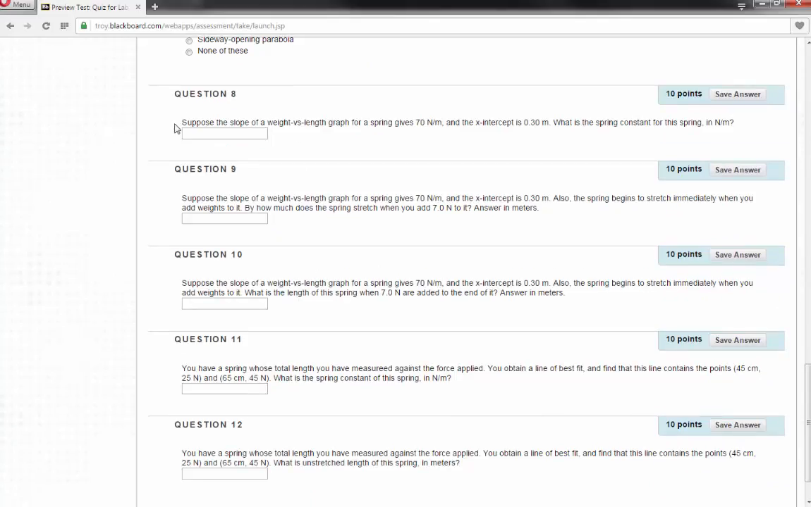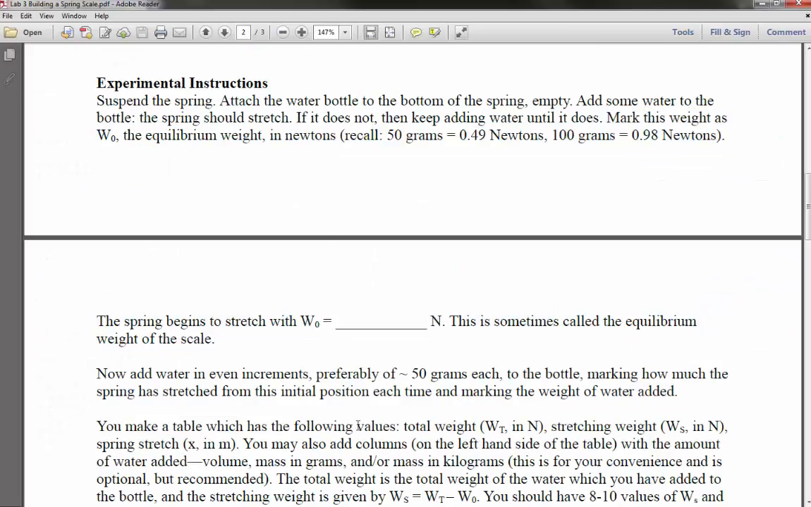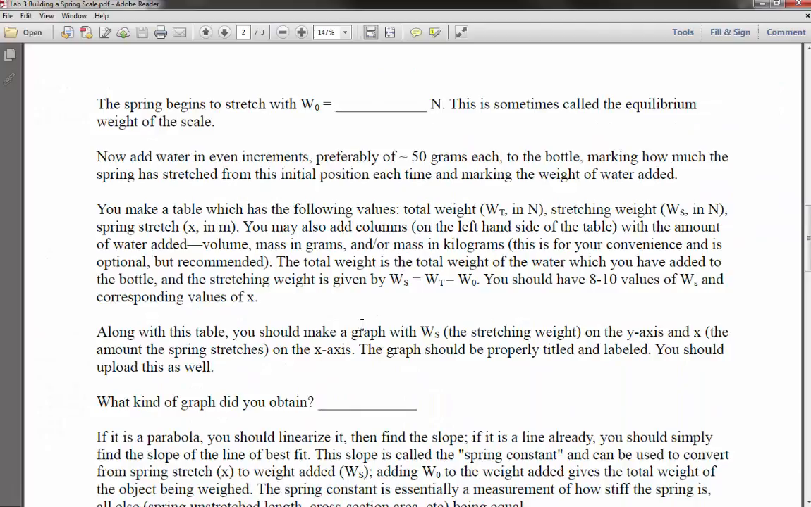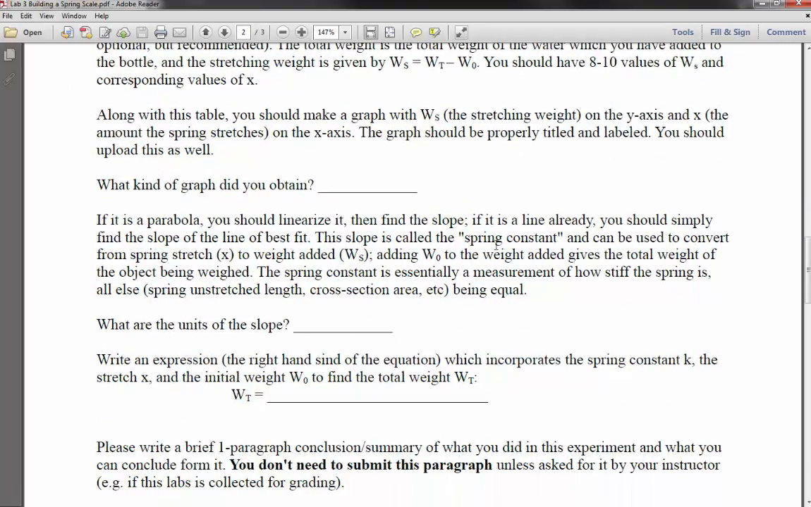Question 8. Suppose the slope of a weight versus length graph for a spring gives 70 newtons per meter and the x-intercept is 0.30 meters. What is the spring constant for this spring in newtons per meter? Okay, so now we basically can open this back up again to remind ourselves when we look down here that the slope is the spring constant.